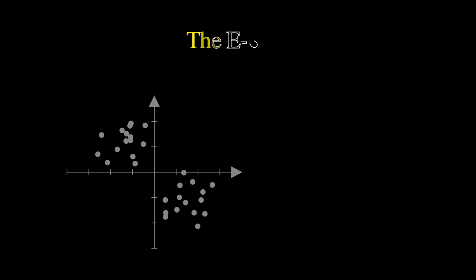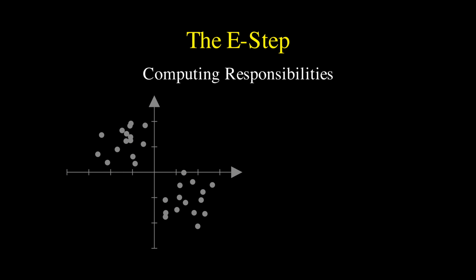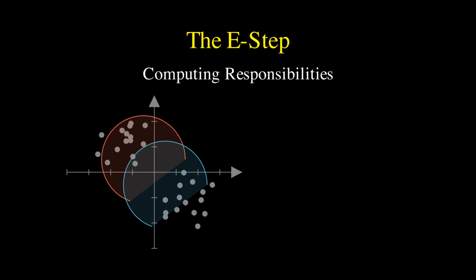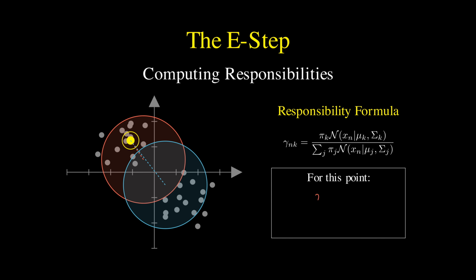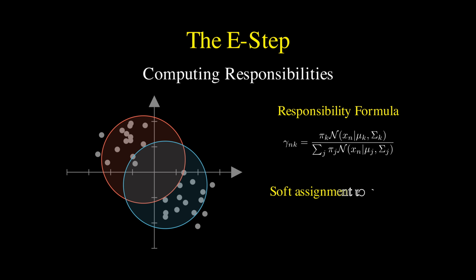Now for the E step, which stands for expectation. Here we compute what are called responsibilities. For each data point, we calculate the probability that it belongs to each cluster given our current parameter estimates. This particular point has 73% responsibility to the red cluster and 27% to blue. We color all points according to their responsibilities.